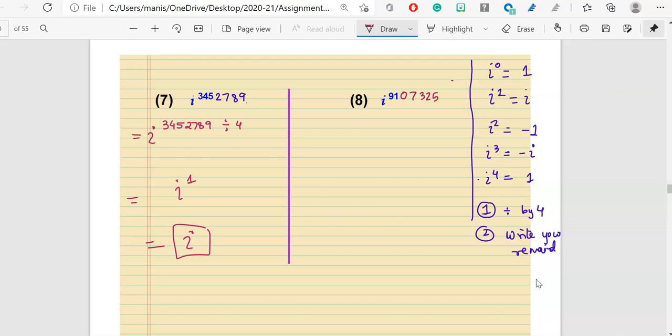Let me pick another question over here. Okay, now what are my steps? Step number 1 says divide your exponent by 4, and whatever your remainder is, write it over here, and that's it. Alright, let's do it. Use your calculator.